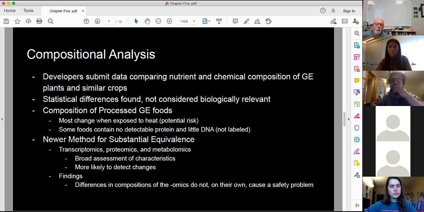So the transcriptome is looking at RNA that's floating around in cells. The transcripts are just the parts of the DNA that actually get transcribed as you're going to make proteins. So that's a measure of total gene activity. So you can look at the transcriptome. The proteome is then how much of that RNA actually gets translated into proteins.